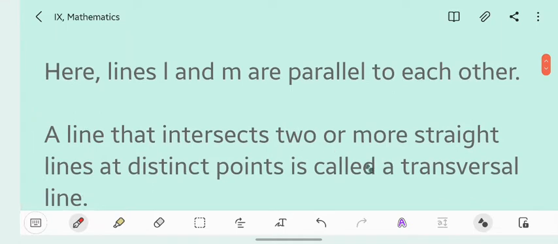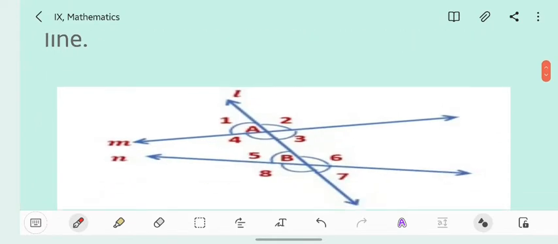A line that intersects two or more straight lines at distinct points is called a transversal line. So it is nothing but a line intersecting two lines at two distinct points. It can intersect two lines or more than two lines also. By looking at this figure, the lines M and N are not parallel to each other. They are not parallel, but the transversal is intersecting these particular lines.